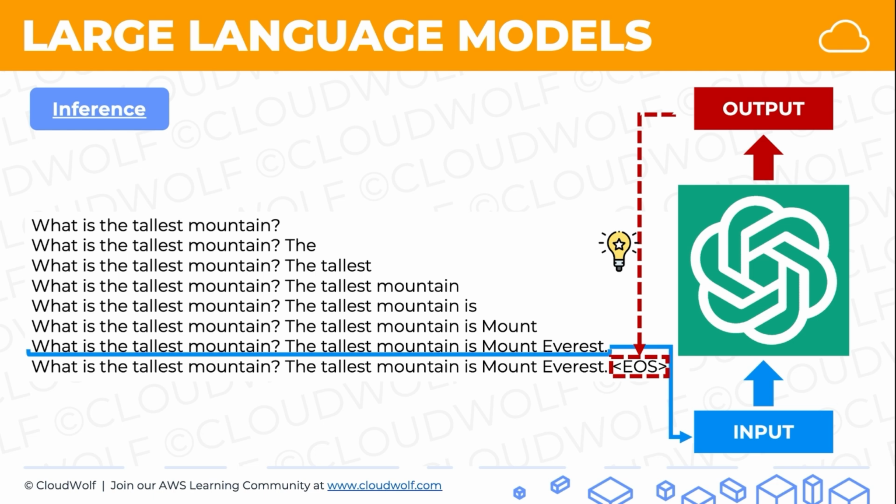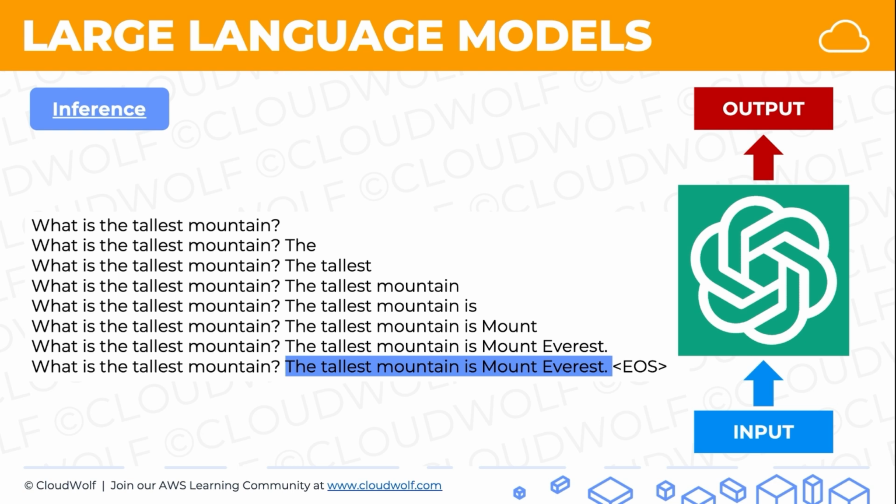This sentence is long enough. It's got what was needed. And it stops. And so we have our output. The tallest mountain is Mount Everest. But really, as we can see, the LLM doesn't generate that whole sentence in one go. It generates one word at a time.